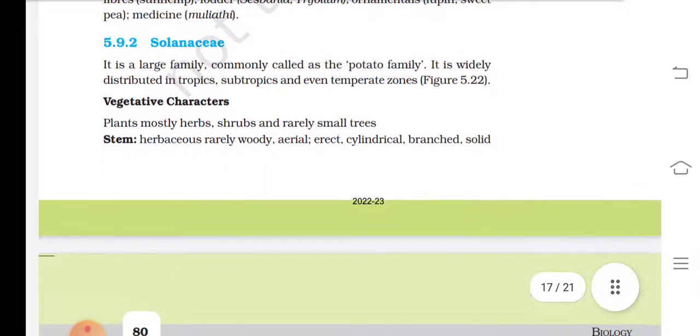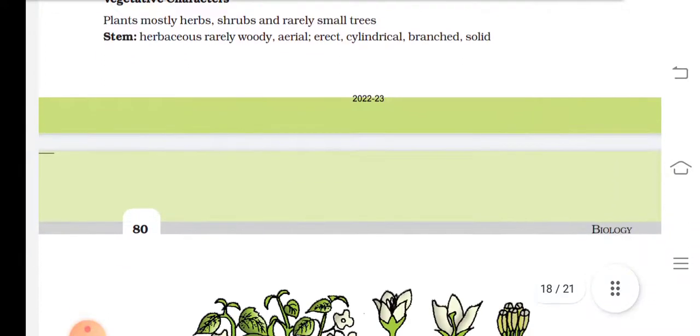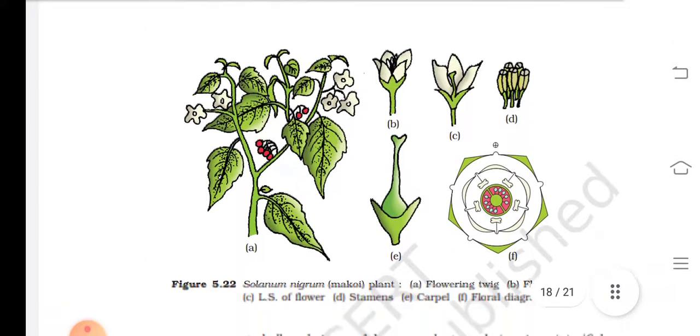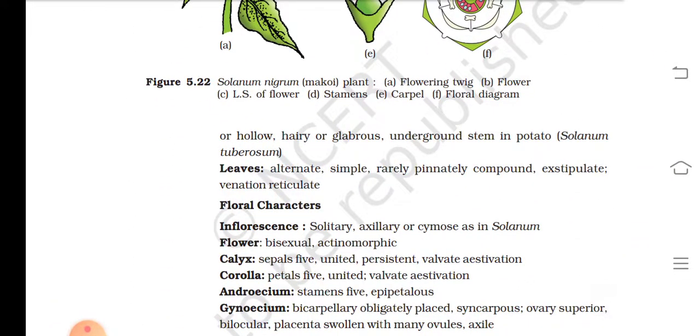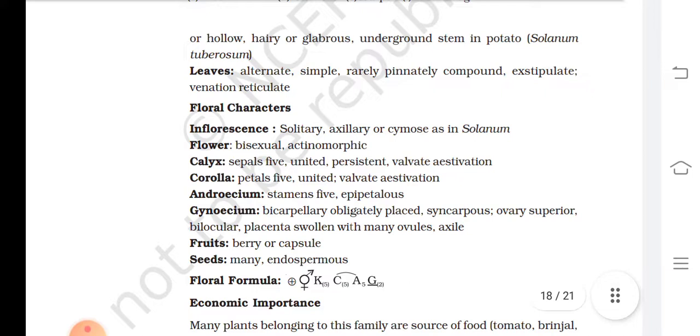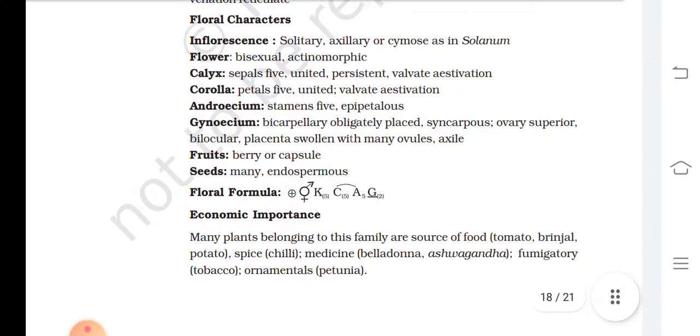5.9.2 Solanaceae. It is a large family commonly called the potato family. It is widely distributed in tropics, subtropics, and even temperate zones. Vegetative character: plants mostly herbs, shrubs, and rarely small trees. Stem herbaceous, rarely woody, aerial, erect, cylindrical, branched, and solid or hollow, hairy or glabrous, underground stem in Solanum tuberosum. Leaves alternate, simple, rarely pinnately compound, exstipulate, venation reticulate. Floral character: inflorescence solitary, axillary, or cymose as in Solanum.